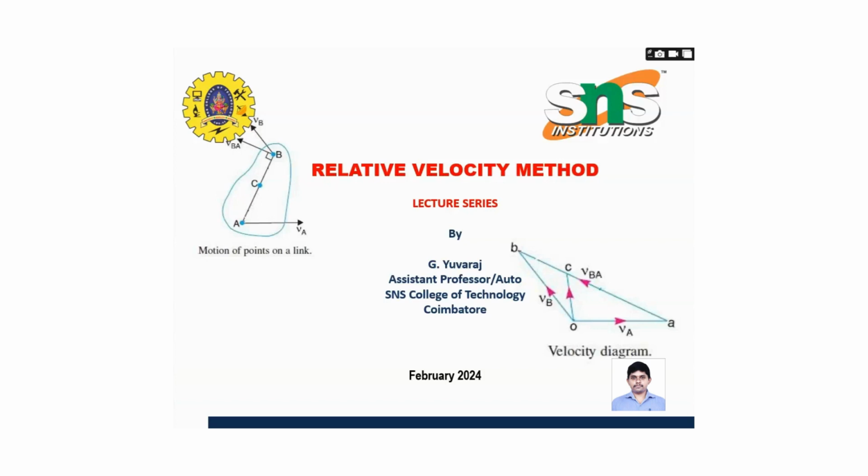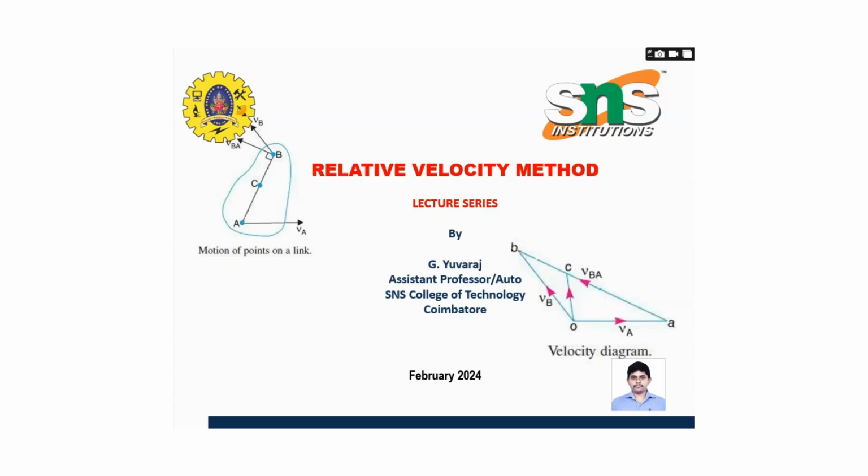Hello all. Today we are going to talk about the topic called the relative velocity method. The relative velocity method is generally used whenever a mechanism or body is in motion, and we find out the velocity of that moving body. We calculate it at a point of movement, so at any point of that link, we need to find out the velocity.